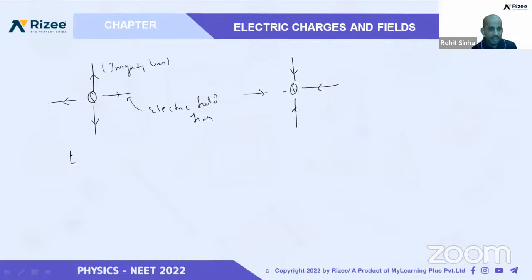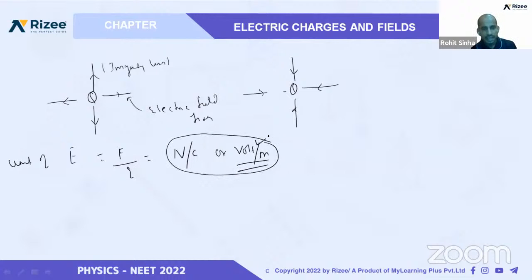Now, what will be the unit of electric field? We know electric field is force by Q, so the unit will be Newton per Coulomb. One more unit is volt per meter. We will see it later, but remember it here: volt per meter is an important unit. Once in a NEET session, a question was asked that volt per meter is a unit of electric field also.